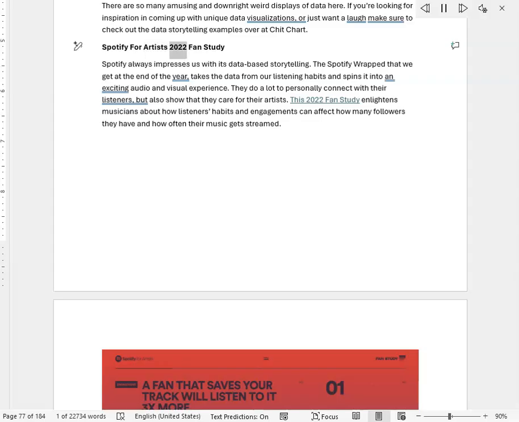Spotify for Artists 2022 Fan Study. Spotify always impresses us with its data storytelling. The Spotify Wrapped that we get at the end of the year takes the data from our listening habits and spins it into an exciting audio and visual experience. They do a lot to personally connect with their listeners, but also show that they care for their artists. This 2022 fan study enlightens musicians about how listeners' habits and engagements can affect how many followers they have and how often their music gets streamed.